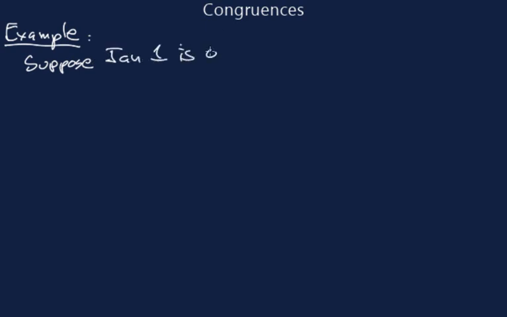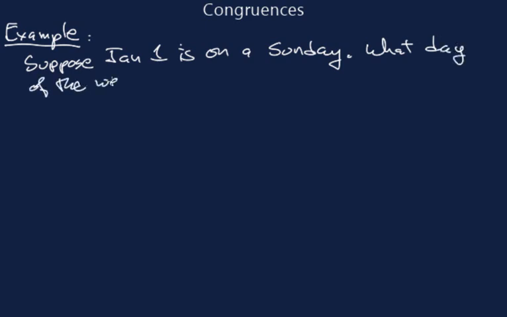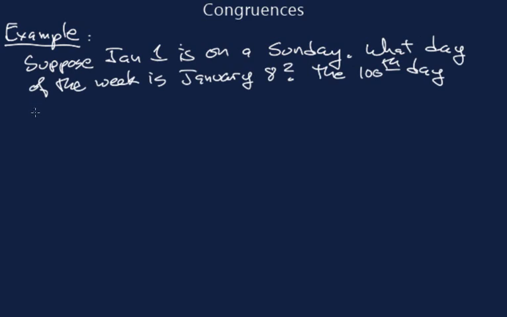So suppose, for the sake of discussion, January 1st occurs on a Sunday. Then a natural question is, what day of the week is, for example, January 8th? Or any day of the year. Let's just number the days 1 through 365. I don't care about the months. So what day of the week is the 100th day of the year, for example?